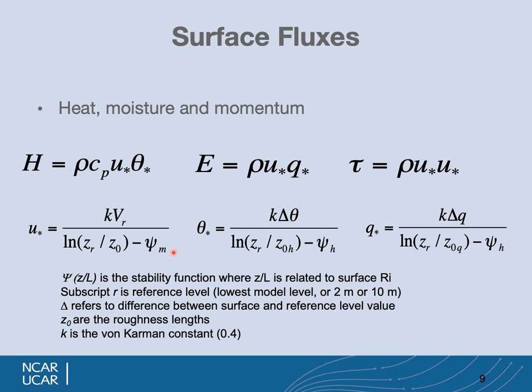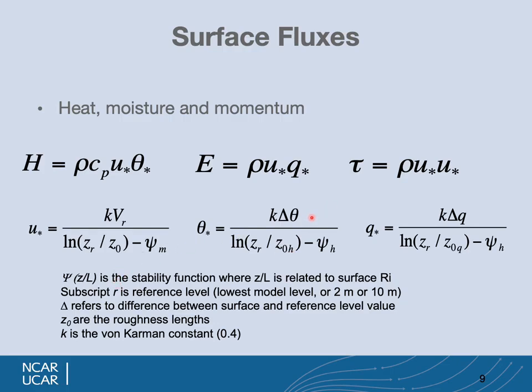In neutral conditions, psi m is 0. In unstable conditions, it's positive, and in stable conditions, it's negative. So in unstable conditions, U star is enhanced by this denominator with the psi m, and in stable conditions, U star is reduced. So the stability impacts the values of U star and theta star in similar ways, and Q star.